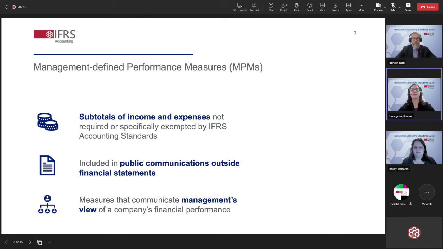So thanks for taking us through the definition, Deborah. Just to recap, an MPM is a subtotal of income and expenses included in public communications outside financial statements that communicate management's view of a company's financial performance.